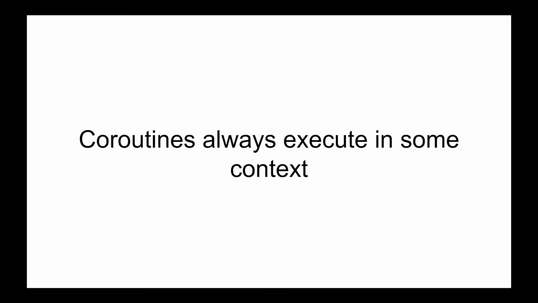So what is coroutine context? Coroutines always execute in some context, and the value of this context is represented by a type, CoroutineContext, which is defined in the Kotlin standard library. The CoroutineContext type is a set of various elements, and the main elements of this context are Job and Dispatchers. We have talked about jobs in our previous video.